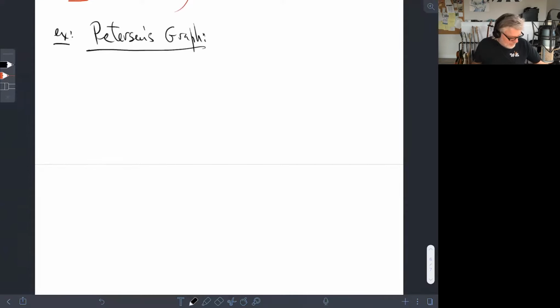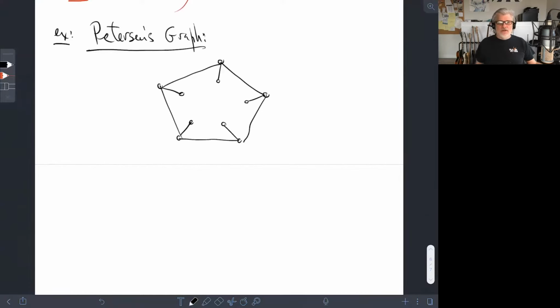Here it is. Here is Petersen's graph. So you start with a 5 cycle. It's a very good looking graph. You start with a 5 cycle, and then you add 5 vertices like this, one adjacent to each of the vertices in the 5 cycle. And then you have another 5 cycle, but you skip a vertex each time. So you go this way. This is Petersen's graph.